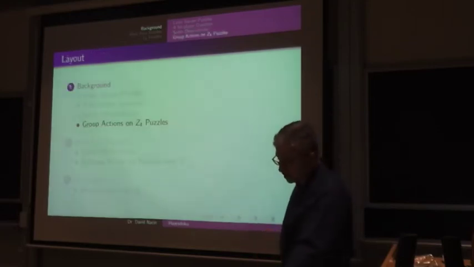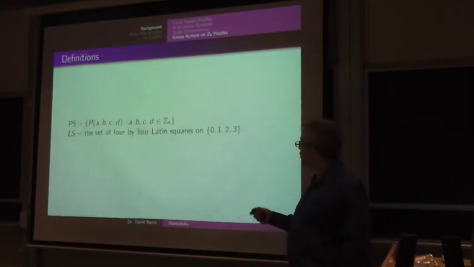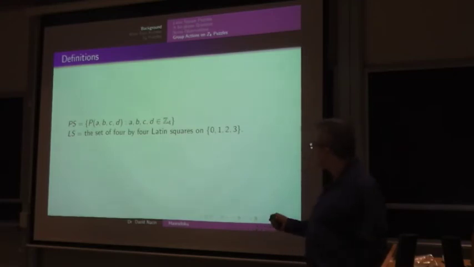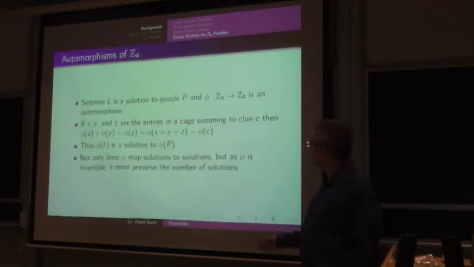In order to do that, I'm just going to need a very small amount of group theory. It's all going to be done with the orbit stabilizer theorem. I'm going to define PS to be the set of all puzzles, and LS to be the set of Latin squares on my set. If phi happens to be any bijection from Z4 to Z4, then we can allow it to act pointwise on both the puzzles and the squares. So it maps the clues A, B, C, D by mapping each of the individual clues and each of the entries. And if this is a bijection, then it maps a Latin square to a Latin square.